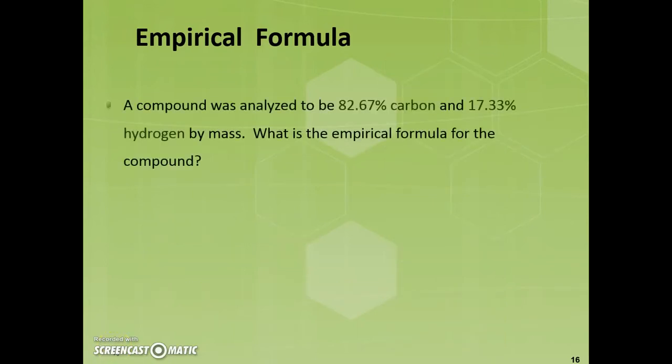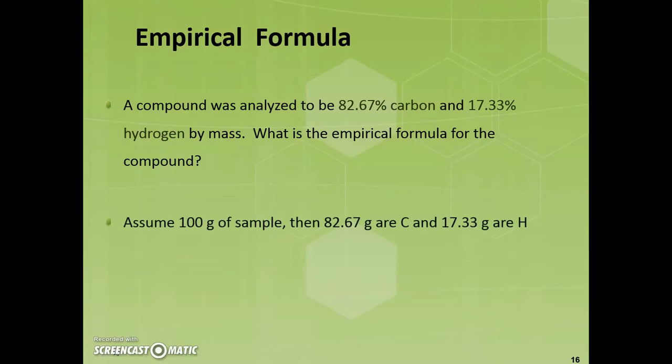So for our first example, our compound was run through the analysis to get 82.67% carbon, 17.33% hydrogen by mass. And our problem is to find the empirical formula for the compound. So what do we do first? We need to move ourselves into a gram kind of consideration rather than percent.